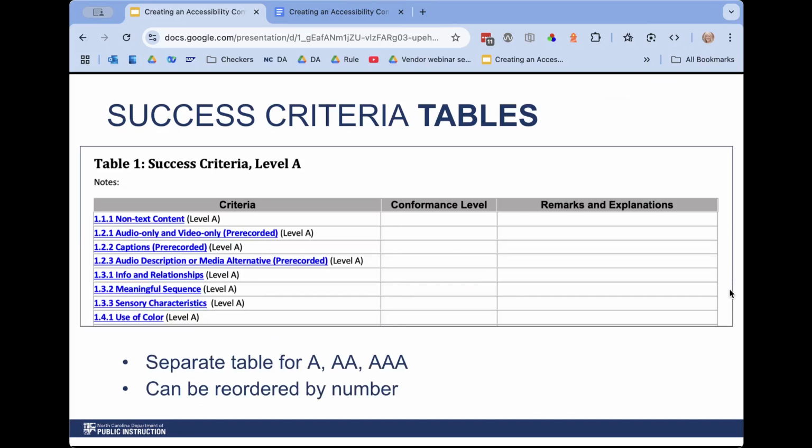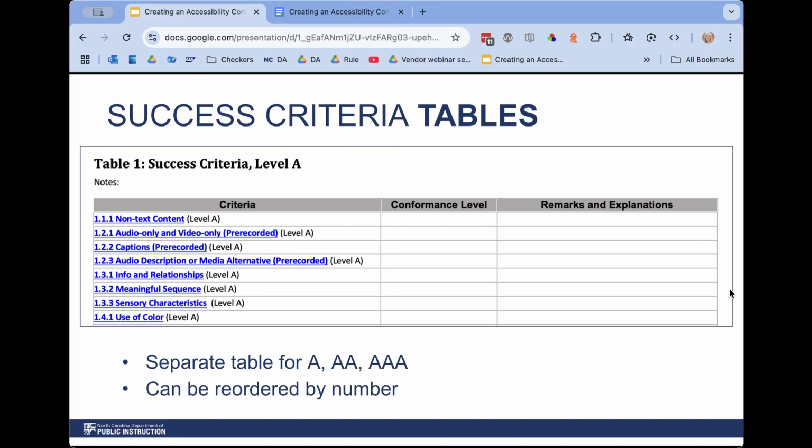But one of the things that's noted in the narrative of the VPAT from ITI is that if it makes more sense to tell your accessibility story in a VPAT by reordering these by standard number, rather than having a table for A, a table for AA, and possibly a table for AAA, then you can do that. So they're encouraging you to think about what's the best way to tell our story.